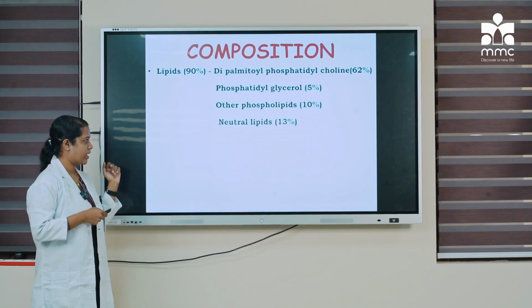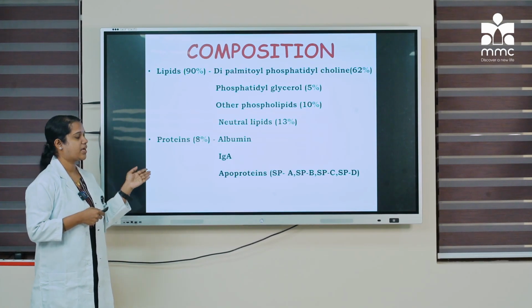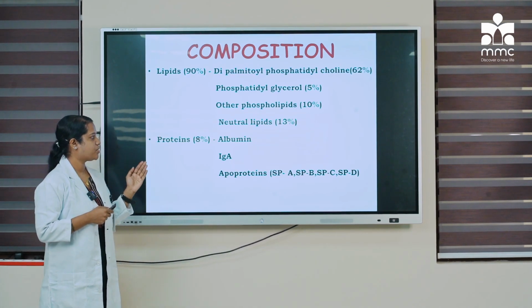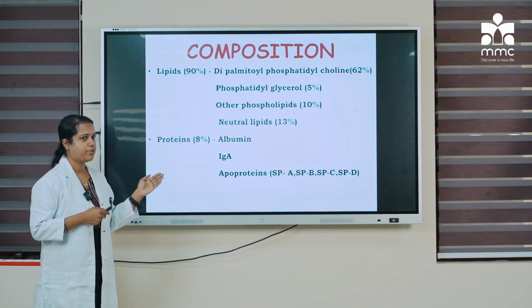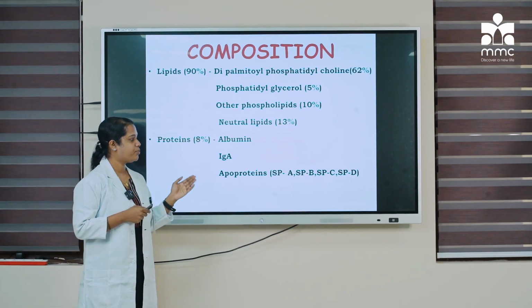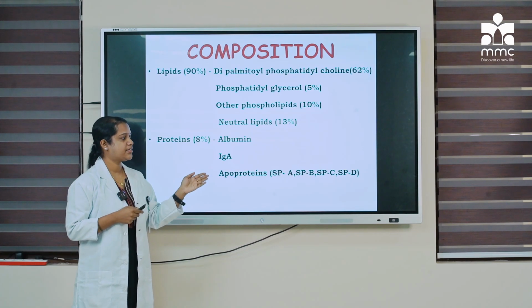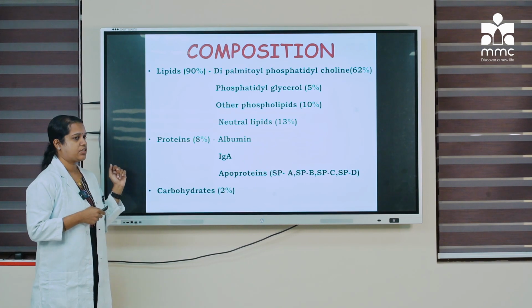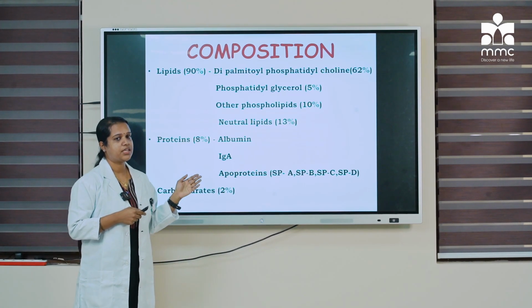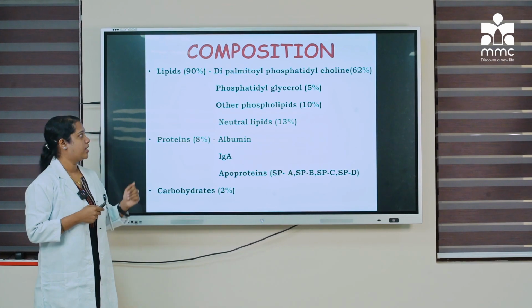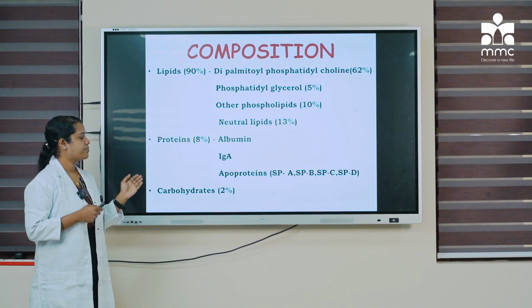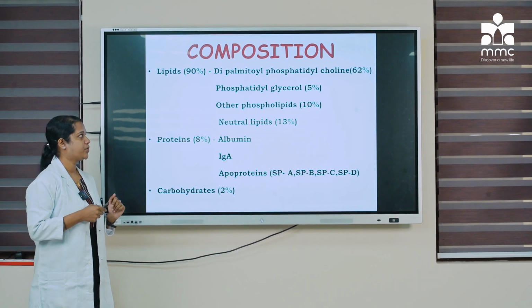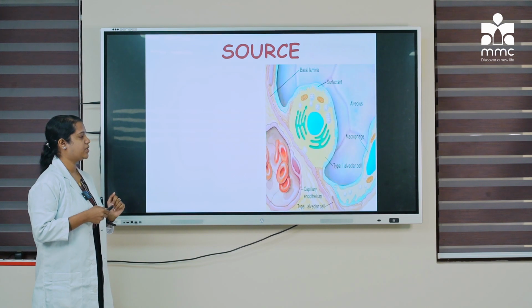Apart from lipids, you can also find proteins, which account for 8% of the total composition of the surfactant. The major proteins are albumin, immunoglobulin A and apoproteins like SP-A, B, C and D. You can also find 2% carbohydrates. So this forms the composition of the surfactant: 90% lipids, 8% proteins and 2% carbohydrates. That completes the composition of the surfactant.